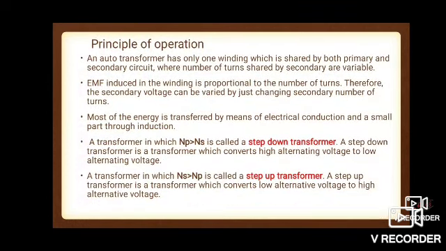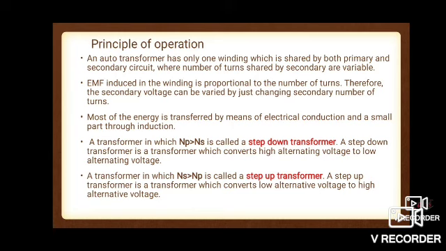An auto transformer has only one winding which is shared by both primary and secondary circuit, where number of turns shared by secondary are variable. EMF induced in the winding is proportional to the number of turns. Therefore, the secondary voltage can be varied by just changing the secondary number of turns. Most of the energy is transferred by means of electrical conduction and a small part through the induction.